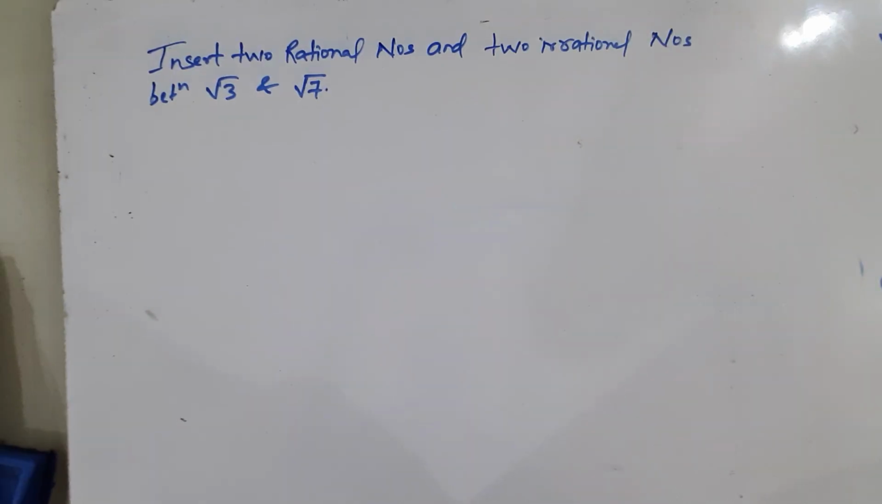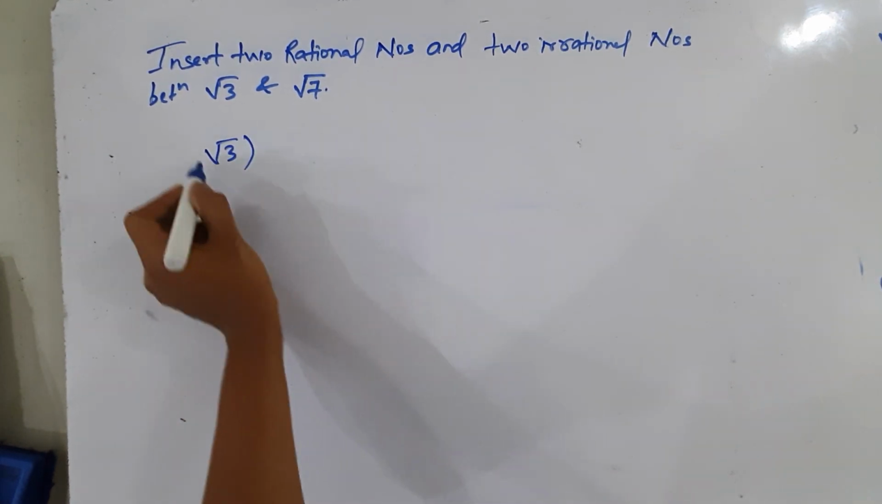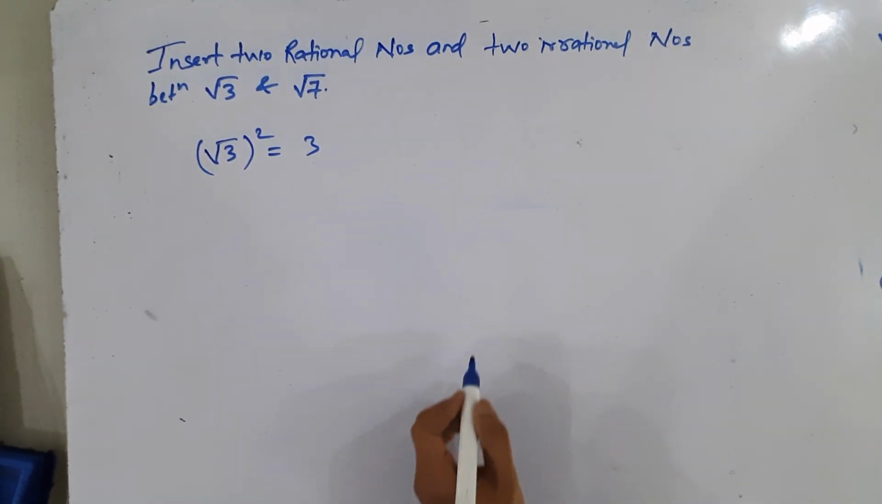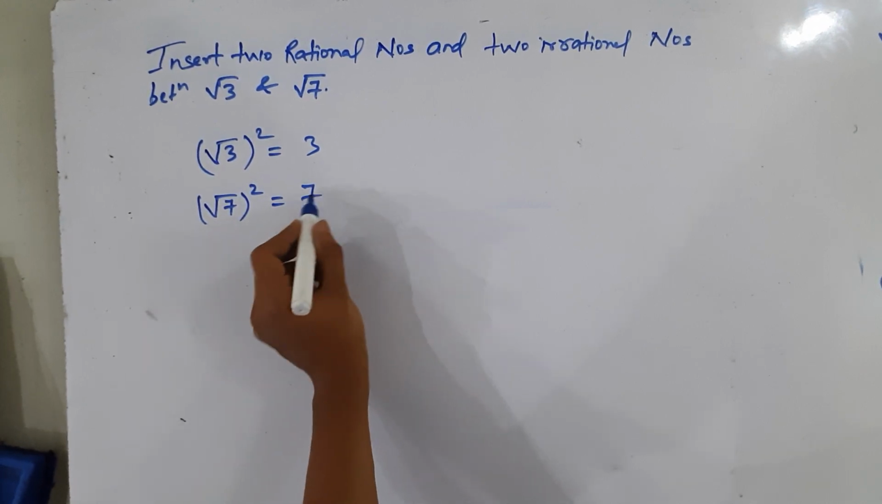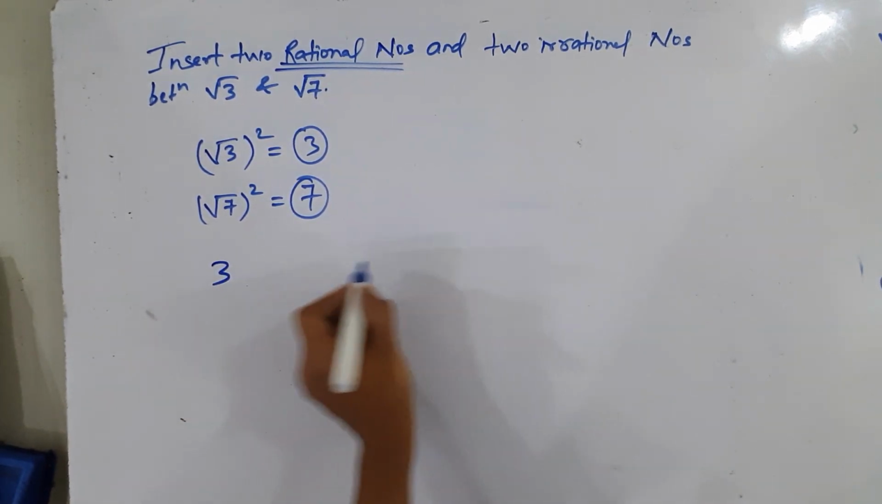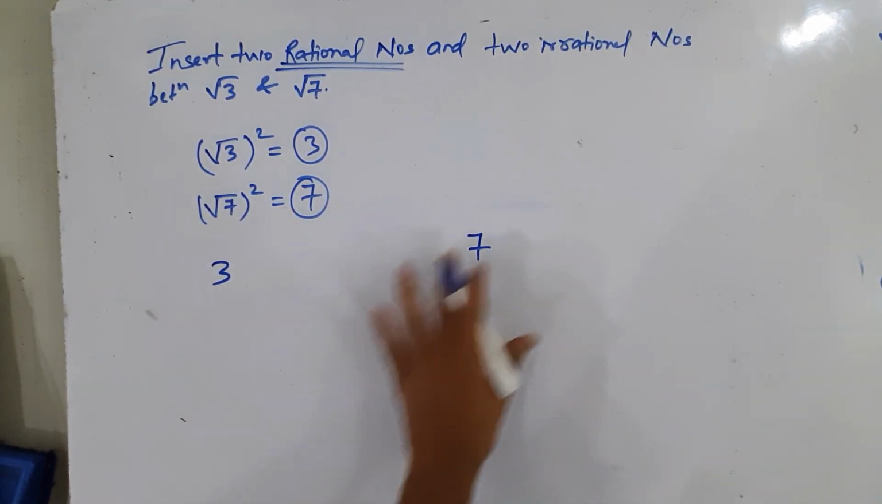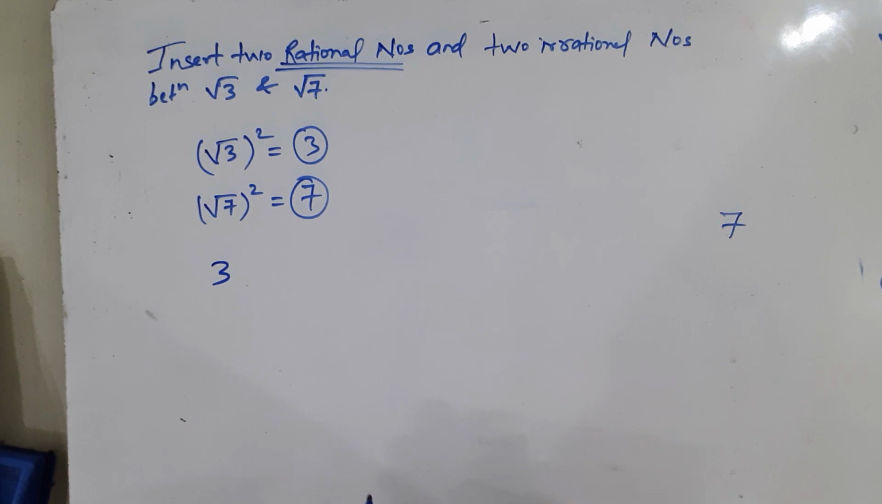Now the next question is: insert two rational numbers and two irrational numbers between root 3 and root 7. To insert rational numbers or irrational numbers, first we have to take the square of the given two numbers. The square of root 3 will be 3 and the square of root 7 will be 7. To insert rational numbers, we have to consider those numbers between 3 and 7 which are perfect squares.